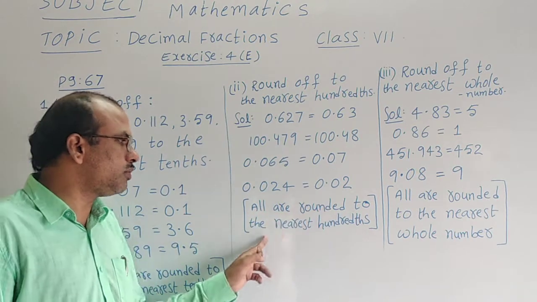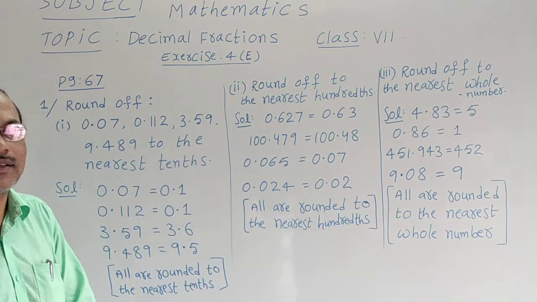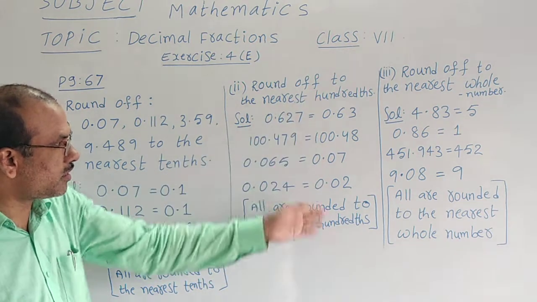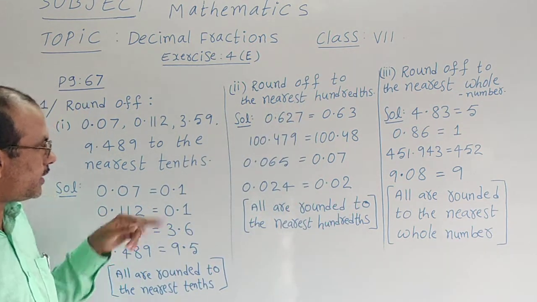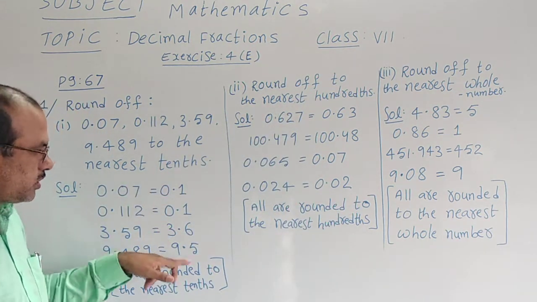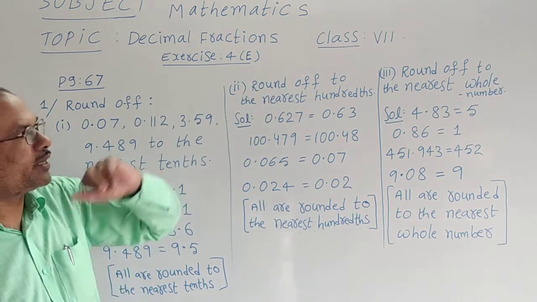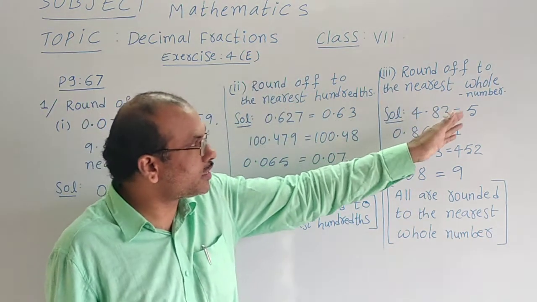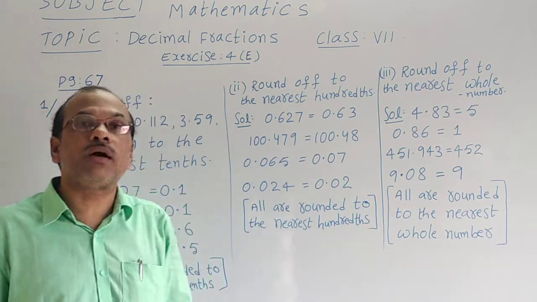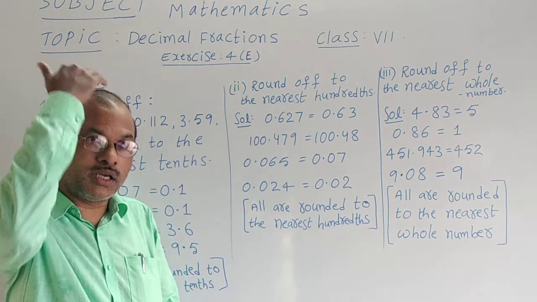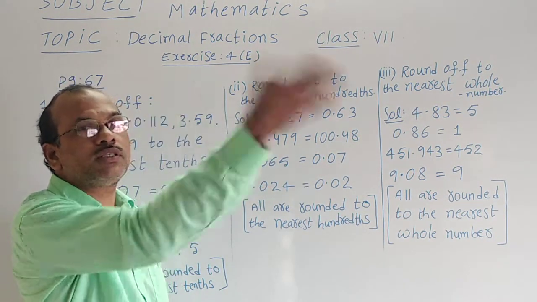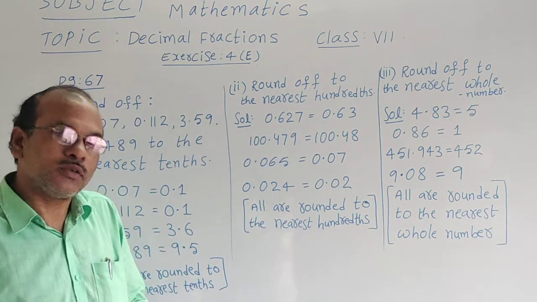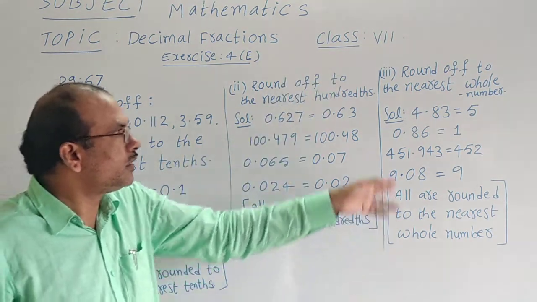All are rounded to the nearest hundreds. All these answers are rounded to the nearest hundreds. Here answers are rounded to the nearest tens. Then next, all those answers are rounded to the nearest whole number. We have checked in the beginning which is the whole number part and which is the decimal part. So based on that, let us see the third one.